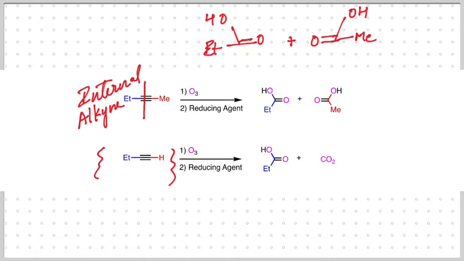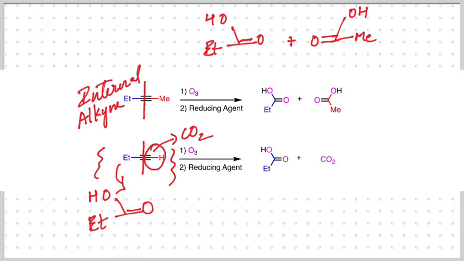So when you have a terminal alkyne, as usual, you are going to split the molecule into two halves, but the side which contains the hydrogen atom is going to give you carbon dioxide instead of a carboxylic acid. So from the other part, you can draw the molecule as usual. Then you can erase the third bond and you can add a hydroxyl group to predict the product. Then you just need to add an oxygen atom there.